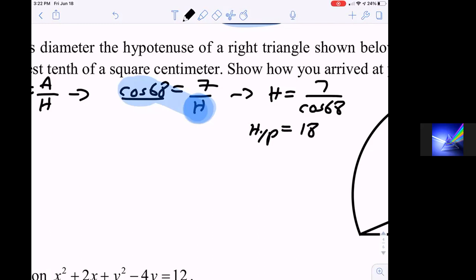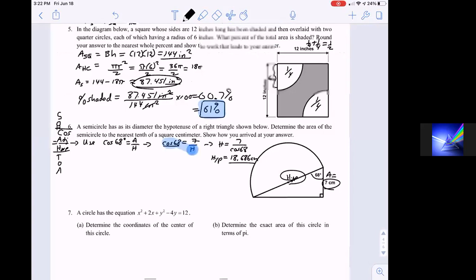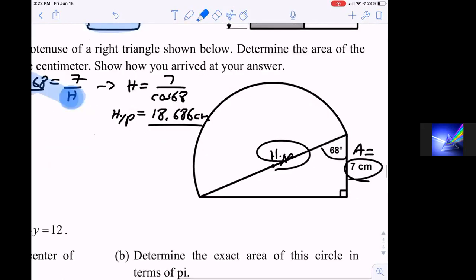0.3746, and you actually get about 18.686 centimeters. Now notice that's the whole diameter of the circle. So which means the radius would be half of that. The radius would be 9.34 centimeters. Just cut this number in half.